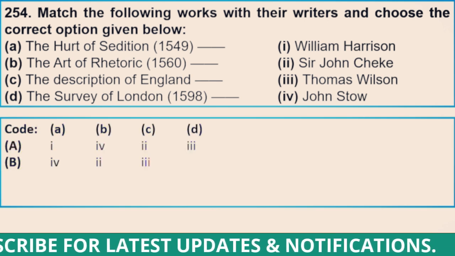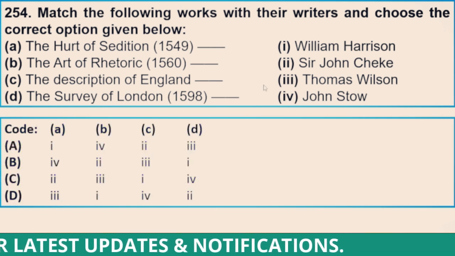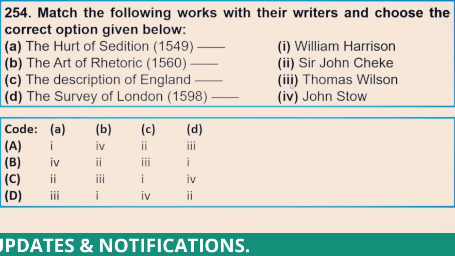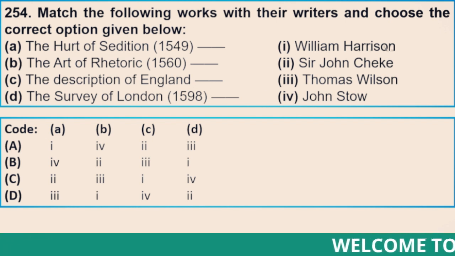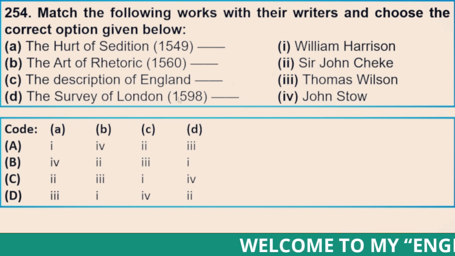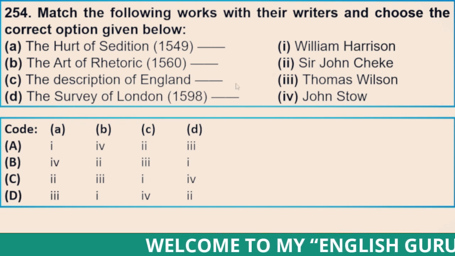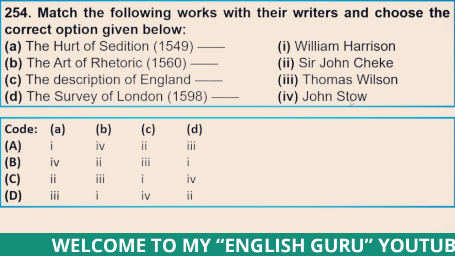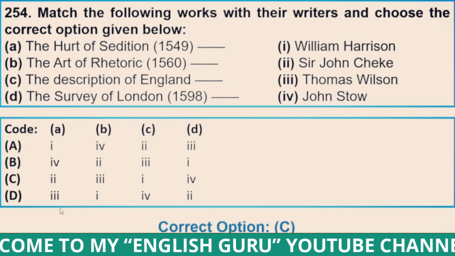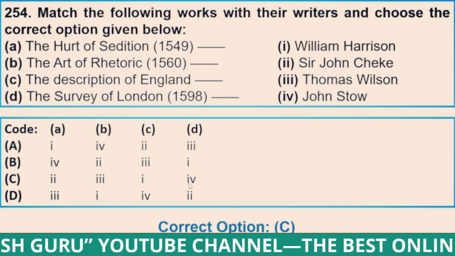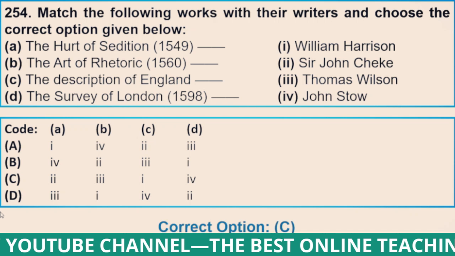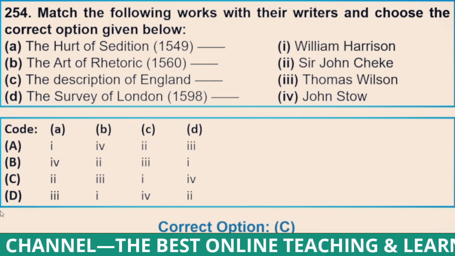So here the Heart of Sedition is written by Sir John Checkey. The Art of Rhetoric is written by Thomas Wilson. The Description of England is written by William Harrison, and The Survey of London is written by John Stowe. Here, correct option will be C: A second, B third, C first, and D fourth. Okay, now let's see next question.